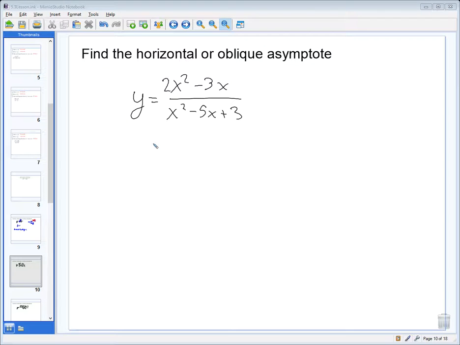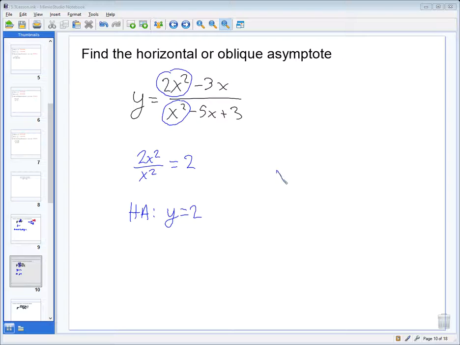In this case, we have a 2x squared minus 3x being divided by an x squared minus 5x plus 3. Again, we take the highest power on top, which is the 2, the highest power on bottom, which is the 2, and we divide them. 2x squared over x squared. The x squareds reduce out, and I get 2, which means my horizontal asymptote is y equals 2.